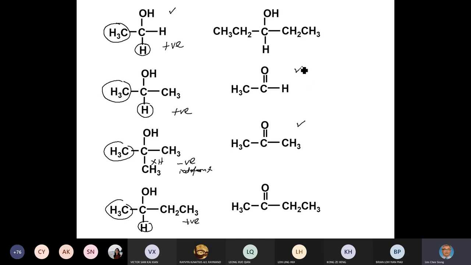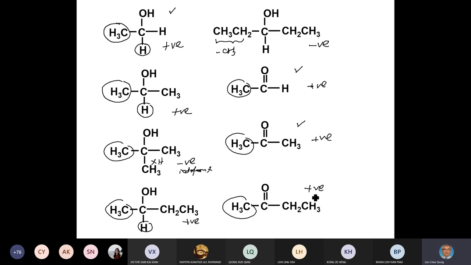Okay, now refer to this compound. Even though this is a primary alcohol, this part is not CH3, so this one also gives a negative result. Okay, now alcohol is done already. You go to ketone and aldehyde. Yes, aldehyde with the CH3 gives a positive. Ketone with the CH3 also gives positive, and followed by this ketone with the CH3 also will give a positive result for iodoform.